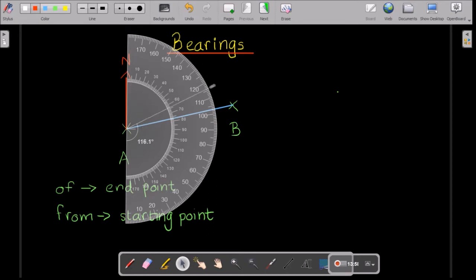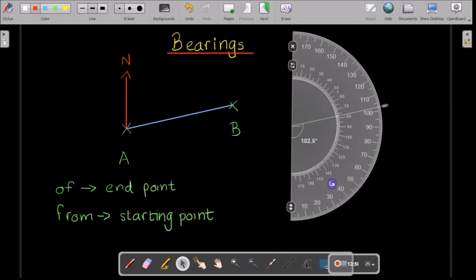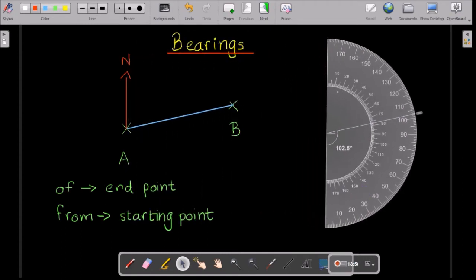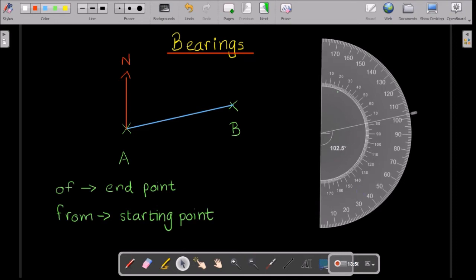Although it's showing 180, I'm reading on the inside scale, which is going to give me 75, 76, about 77 degrees over there. Yep, 77. Over here you can see it says 102.5, 103, but that's going anti-clockwise. Remember, I told you the bearing was clockwise from the north. So the way I was going this way, it was 77 degrees.